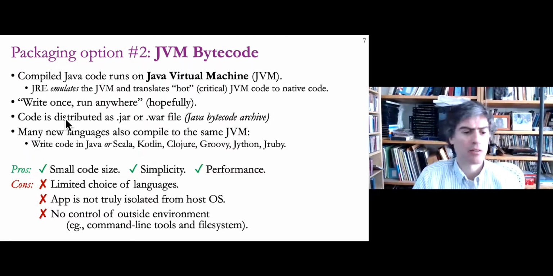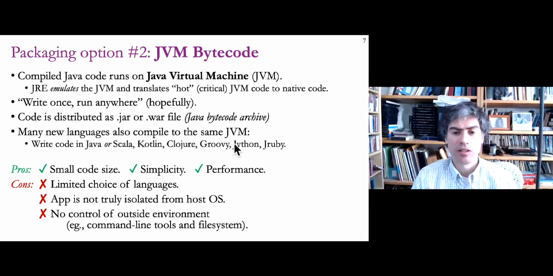Interestingly, a lot of new languages besides Java also use the same idea and compile to the exact same JVM instruction set. So you may have heard of Scala, Kotlin, Clojure, Groovy, Jython, or JRuby. The ones you have probably heard of are Scala and Kotlin and Clojure. Those languages compile to run on the same Java virtual machine that Java compiles to. The benefit of this approach is that your code is small. You only have the application itself that you're distributing. It's pretty simple and it runs with pretty good performance. The downside is that your choice of languages is limited to those that compile to the Java virtual machine.